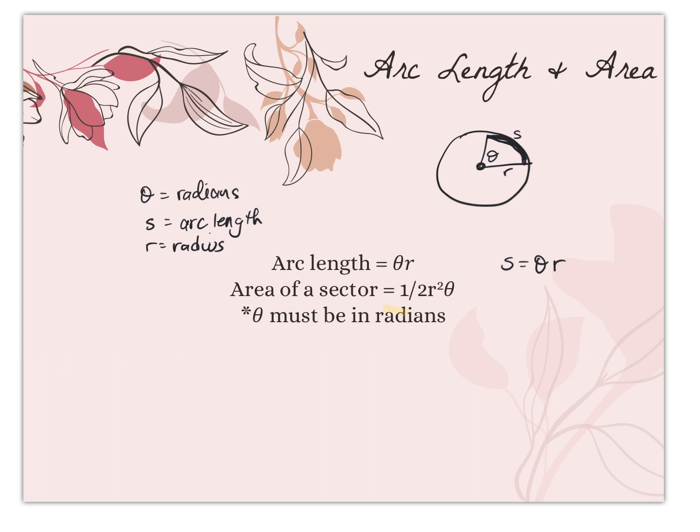I can't stress this enough. It's here. It tells you, okay? So that's the formula for arc length. And if I want the area of the sector, if I want to know what is the area of this sector in this circle, the formula is half times the radius squared times theta. So using these, we can solve a bunch of problems.